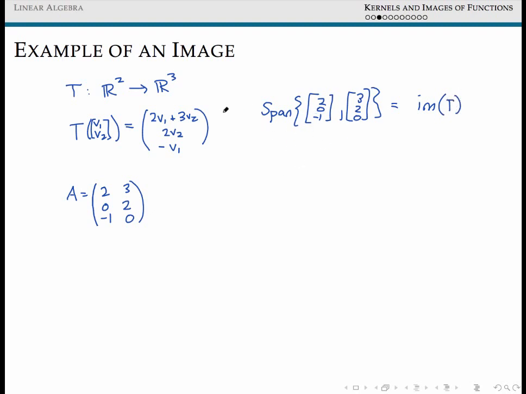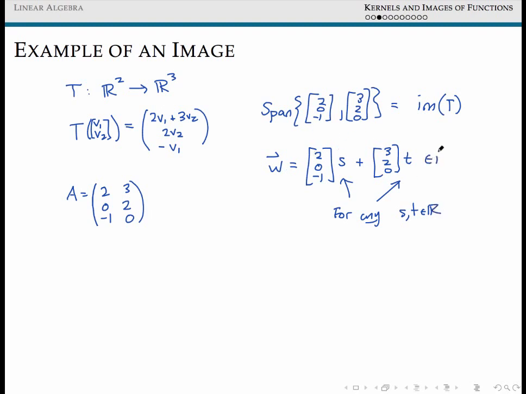of this transformation T, given that any vector w that's inside our image must be of the form (2, 0, -1) times some parameter s. So this is whatever v1 I was plugging in, plus (3, 2, 0), oh sorry, (3, 2, 0) times some parameter t. So these are our choices. So this is for any s, t, and r. This is exactly what would put something inside our image.